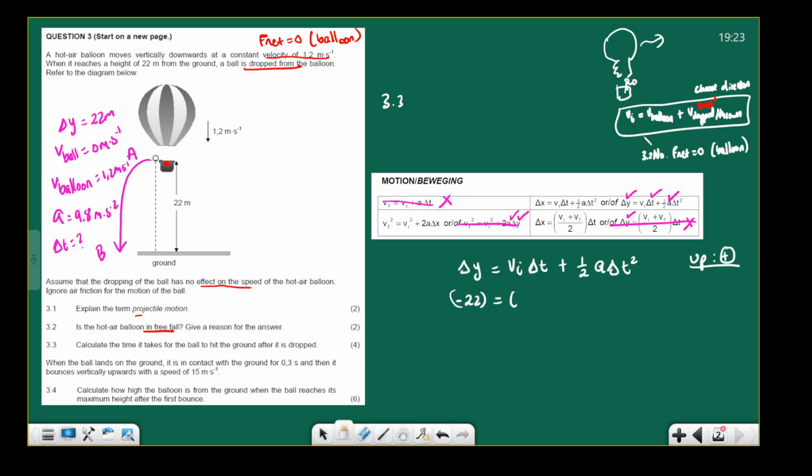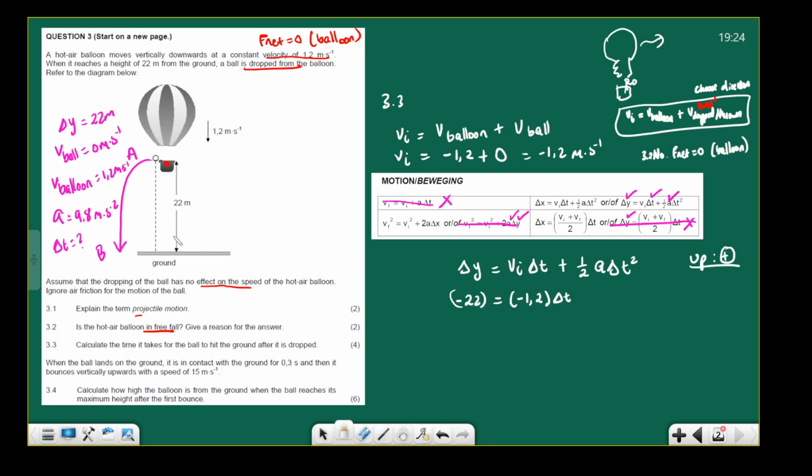The initial velocity now, remember, you have to calculate the initial velocity by saying the velocity of the balloon plus velocity of the ball. Now the velocity of the balloon is 1,2 and it's going down. Since it's going down, you're gonna put that as negative 1,2. And then the velocity of the ball, of the object, is 0 because it was dropped. So it means our initial velocity is going to be negative 1,2 meters per second. Great.